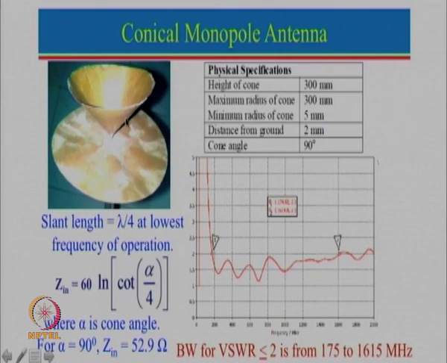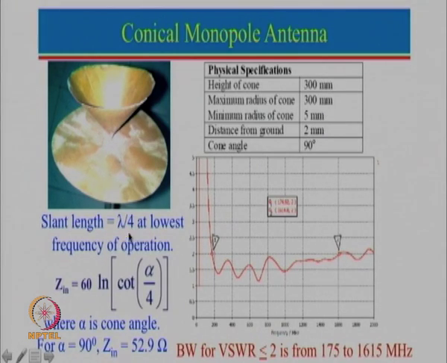The first design principle is that corresponding to the lowest frequency, the slant length should be approximately lambda by 4. Let us say we want the antenna at 200 megahertz. At 200 megahertz, the wavelength will be 150 centimeter. So 150 by 4 is about 37.5 centimeter. We have taken this length, or height, as roughly 300 mm, and you can see the radius of the cone we have taken as this here.